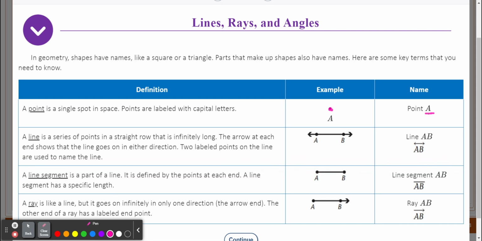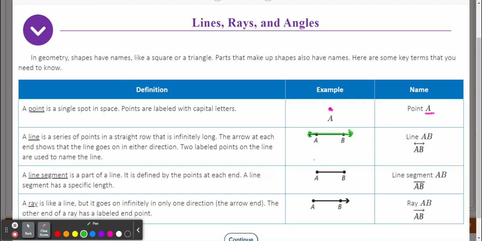Now, a line is a series of points that go infinitely in each direction. You see these arrows here? That's telling you that it just keeps going and going and going. It's not stopping. It keeps going all the way on the left side, and it keeps going on the right side. Those arrows mean continuous.